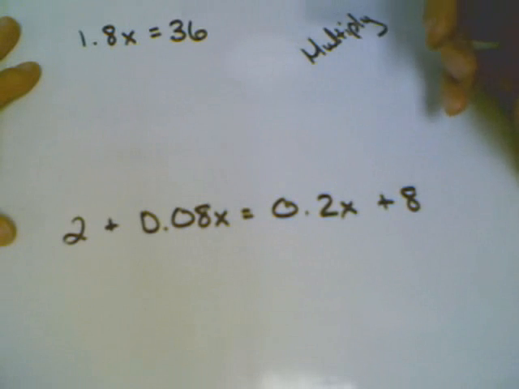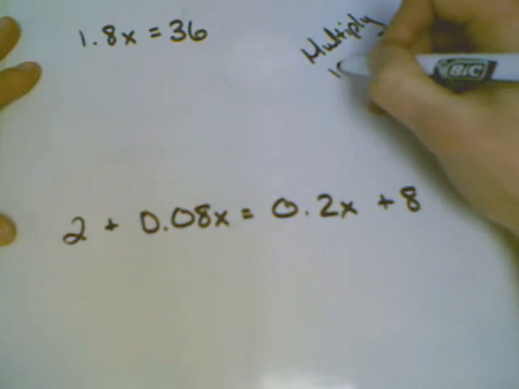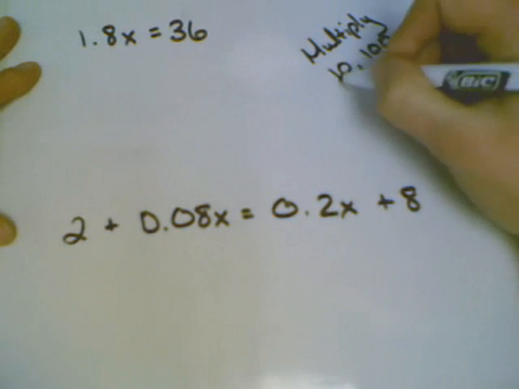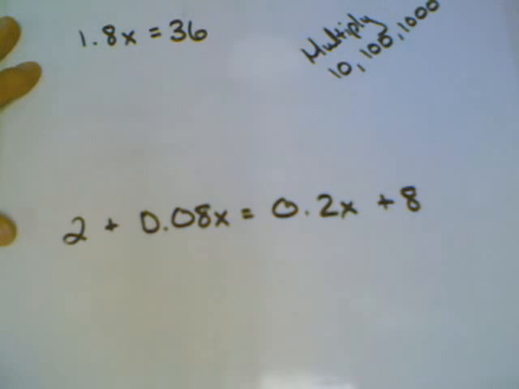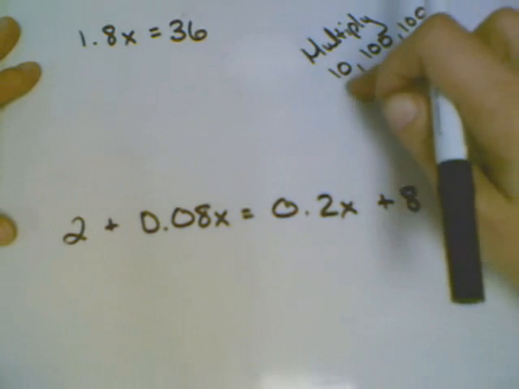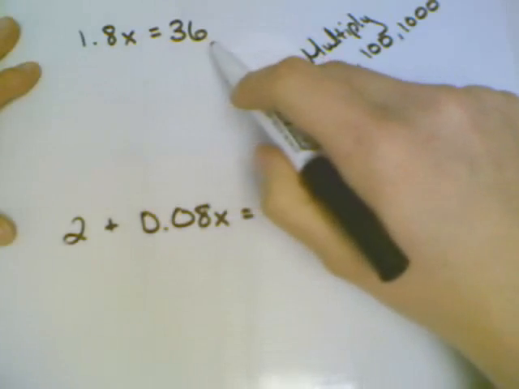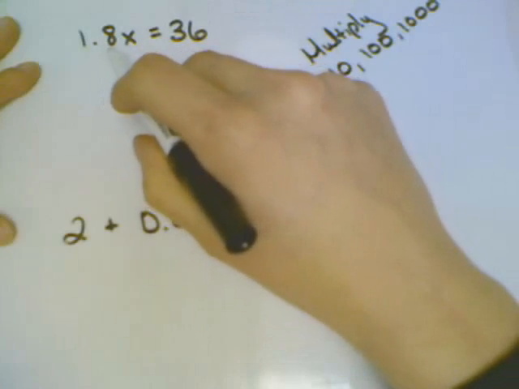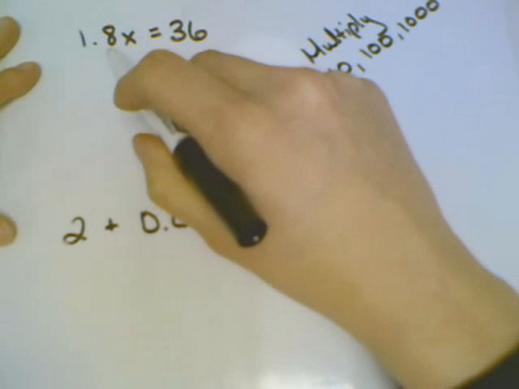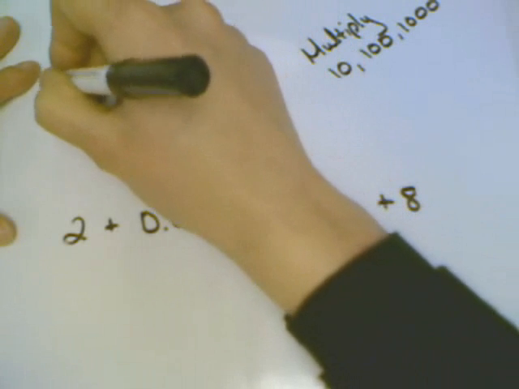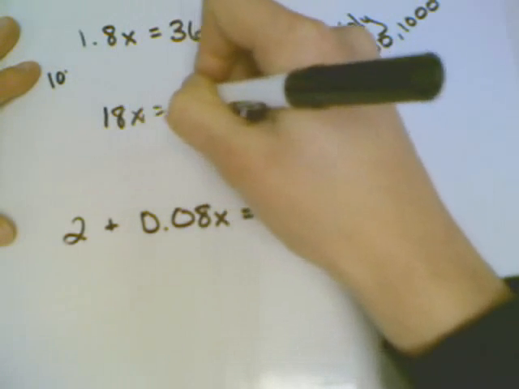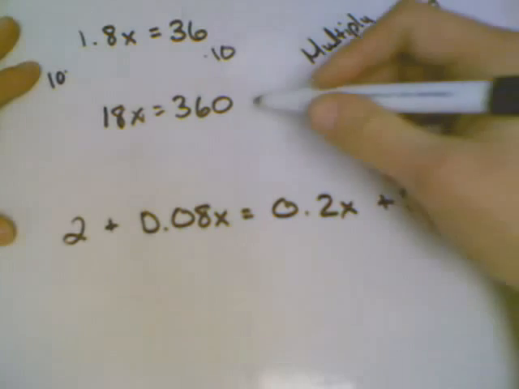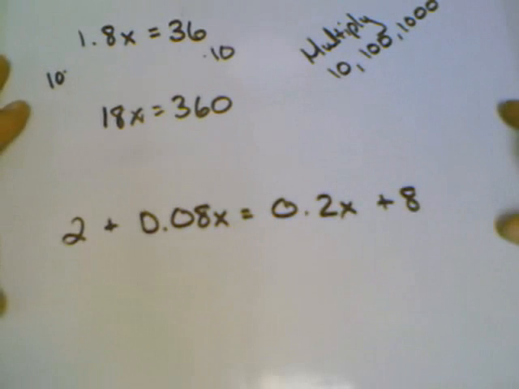So in this case, when I have decimals, I want to multiply by a power of 10. So that's either I'm going to multiply by 10 or 100 or 1,000, and then all of my decimals will go away. The way that you choose which one of these numbers to multiply by is to look at the largest decimal you have in the equation. Right here, in this equation, the largest decimal I have is just in the tens place. So since it's in the tens place, I will multiply by 10. By multiplying both sides of the equation by 10, I'm going to get 18x equals 360. And now I have an equation to solve that has no decimals.